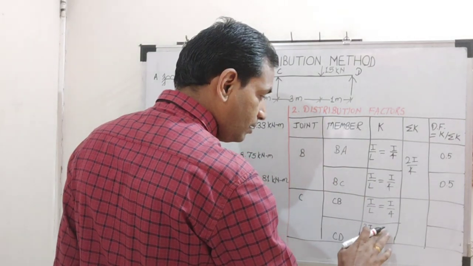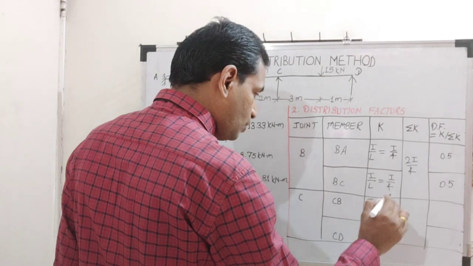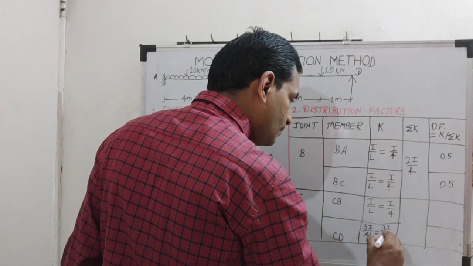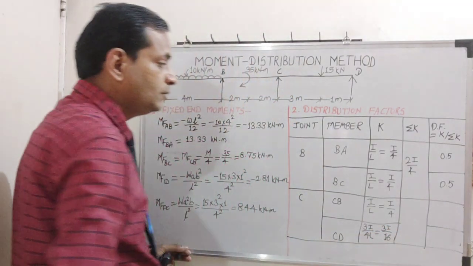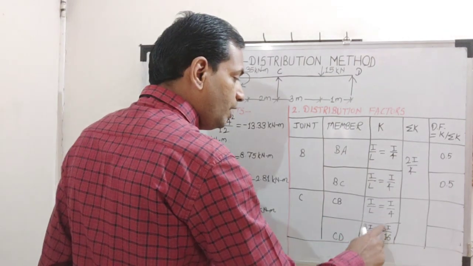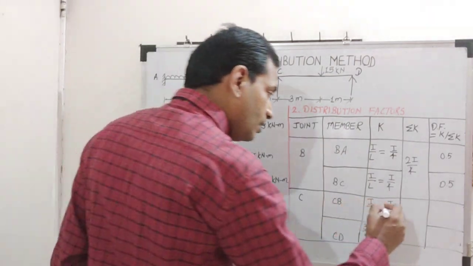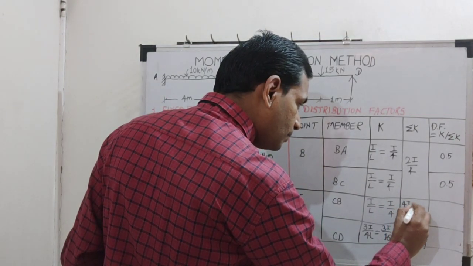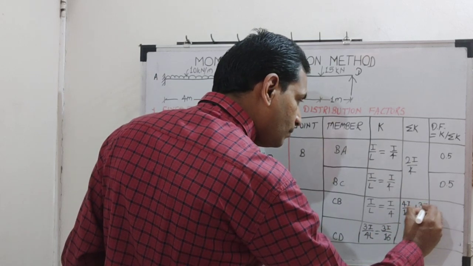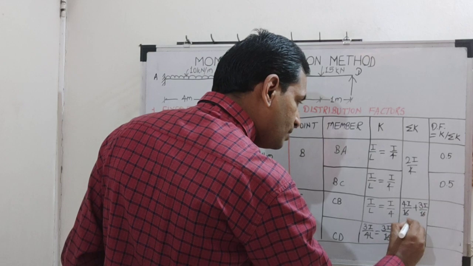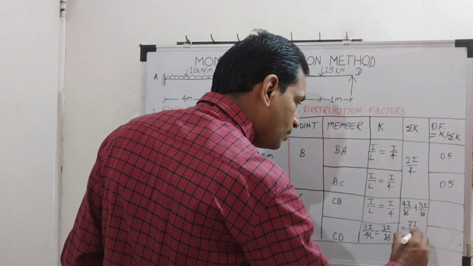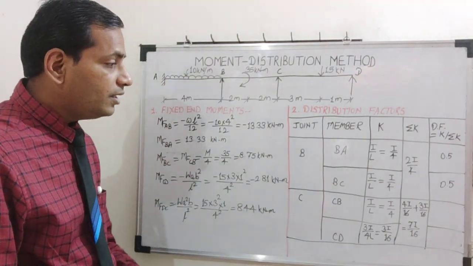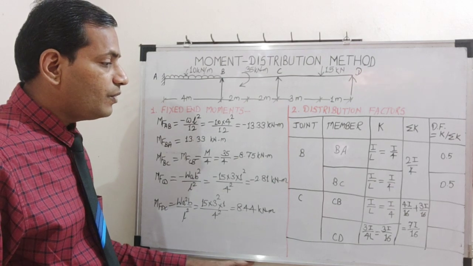Directly I have written 3 by 4 times I by L. I'm sorry, so this is 3I by 16. Okay, 3I by 16. So 1I by 4 plus 3I by 16. I will write I by 4 as 4I upon 16, plus 3I by 16, it is equal to 7I upon 16. Okay, 7I upon 16.